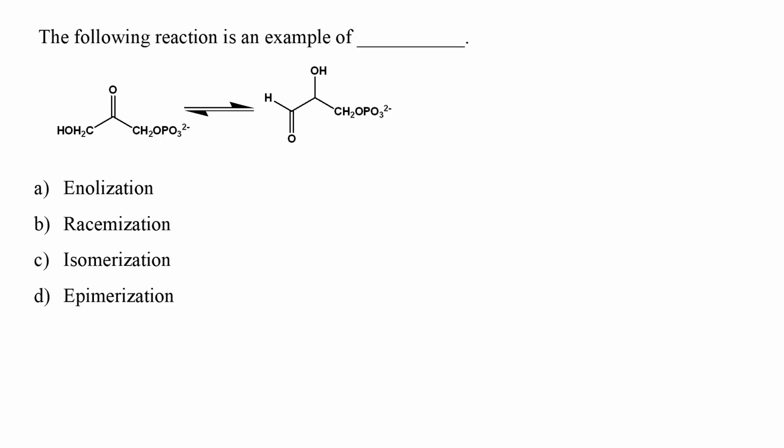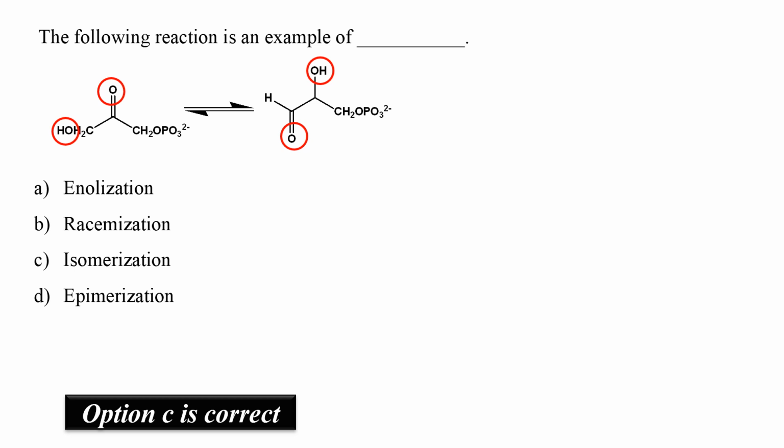The next question says, the following reaction is an example of. Now it is very clear from this that it is an example of isomerization. The functional groups are being exchanged, but the molecular formula remains same.